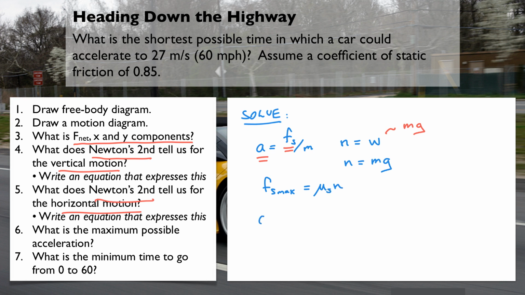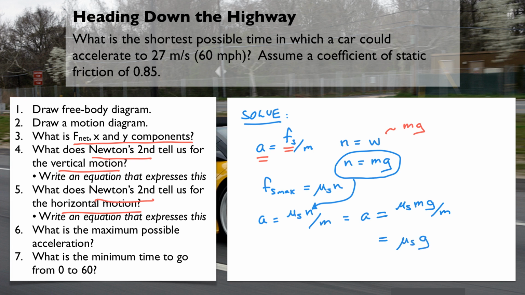So the acceleration for the case we want is just equal to mu s times the normal force divided by m. Oh, but check it out. The normal force is equal to m times g, so I'm going to put that in here, and then I get the acceleration is equal to mu s times m times g divided by m, or it's just equal to mu s times g.